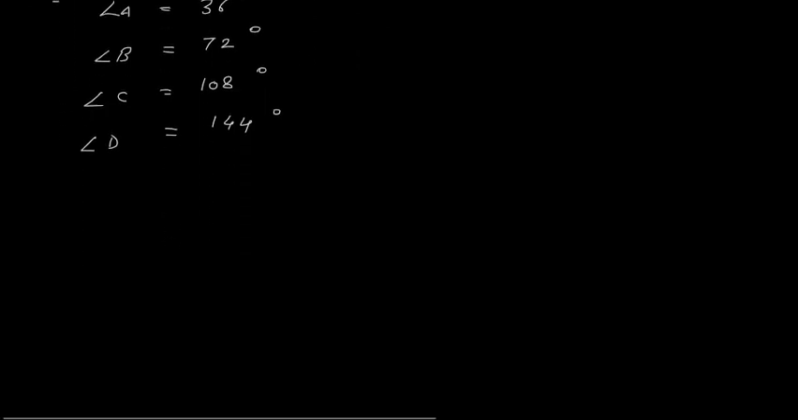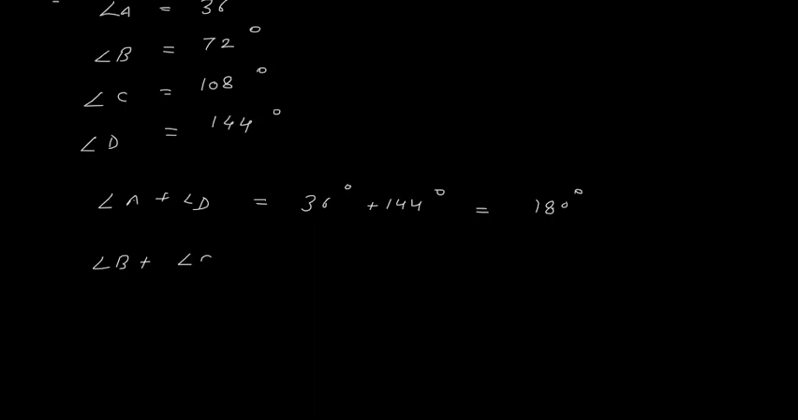Now here if we add this angle A and angle D, and angle B and C, what do we get? Let us see. Angle A plus angle D gives me 36 degrees plus 144 degrees, which is 180 degrees, and angle B plus angle C is 72 degrees plus 108 degrees, again 180 degrees. Therefore angle A, angle D are supplementary, and angle B, angle C are supplementary.